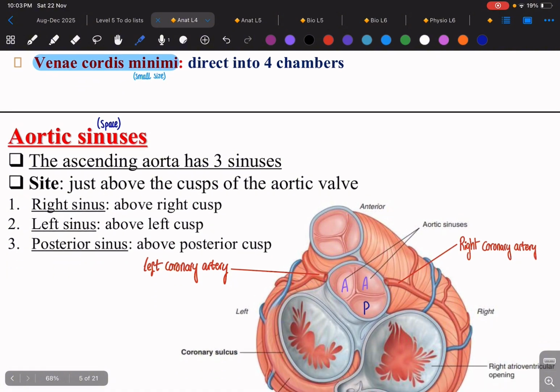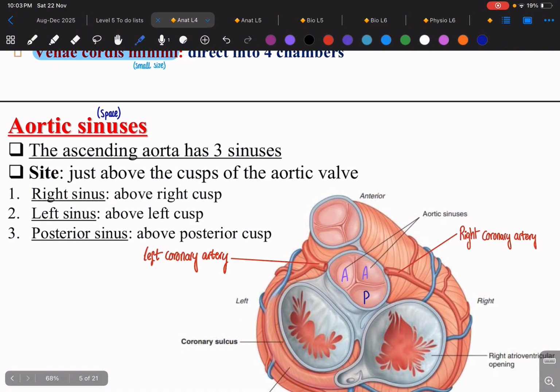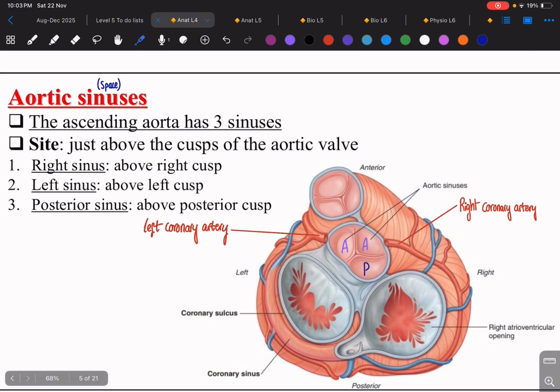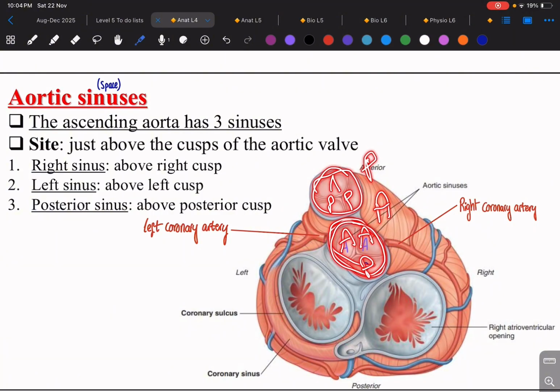So before we start with the arteries, we need to talk about a very important structure known as the aortic sinuses. What are the aortic sinuses? If you remember in the previous lecture, we mentioned that here we have the aortic valve and here we have the pulmonary valve, right? We said that the aortic valve starts with an A, so it has two anterior cusps and one posterior cusp. As for the pulmonary, it starts with a P, so we said it has two posterior cusps and one anterior cusp. This is just to link the information together.